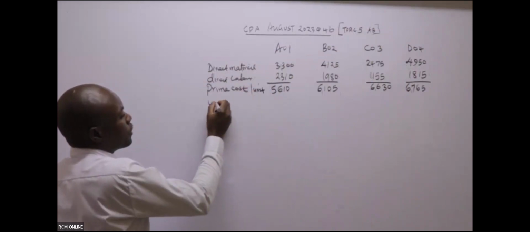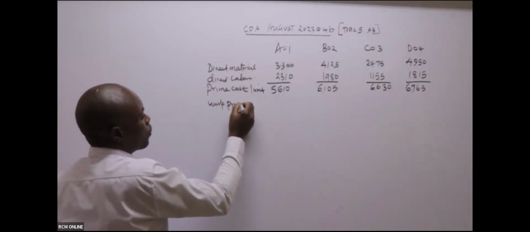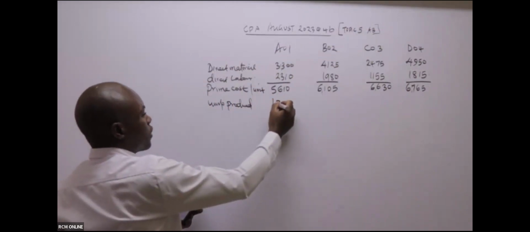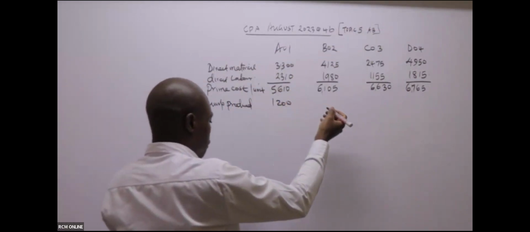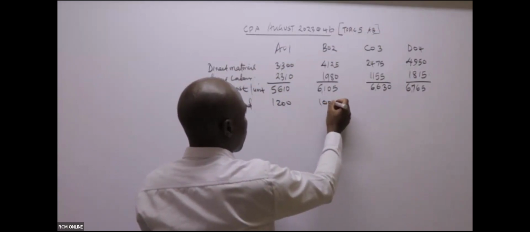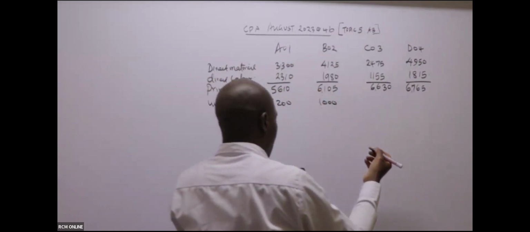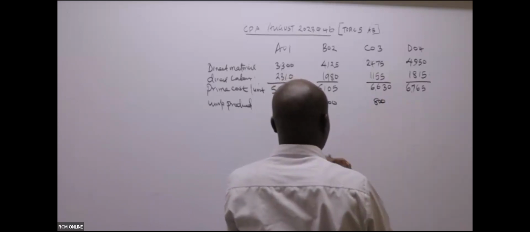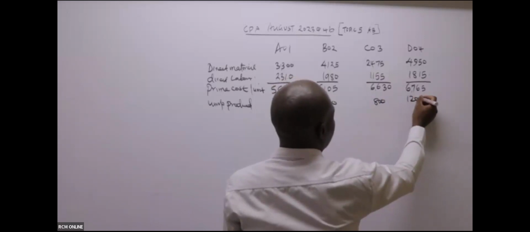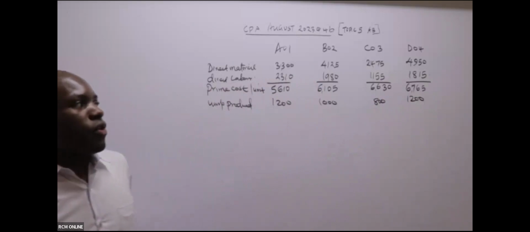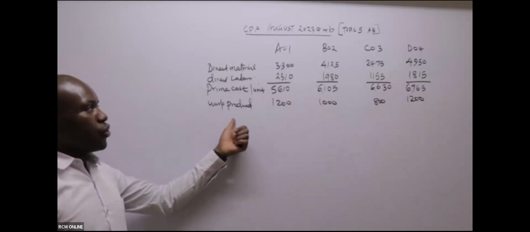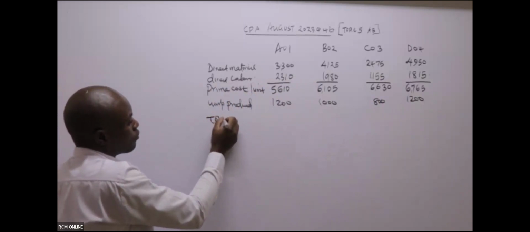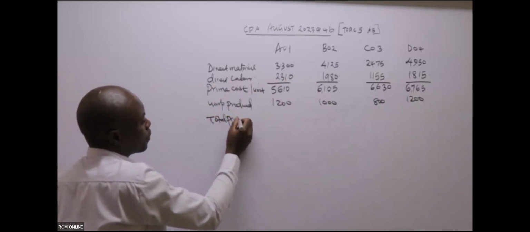So this prime cost per unit, then we have units produced here. For A1, we have 1200. B2, we have 1000. C3, we have 800. And of course, we have 1200 here. So let's go ahead and get the total prime cost.